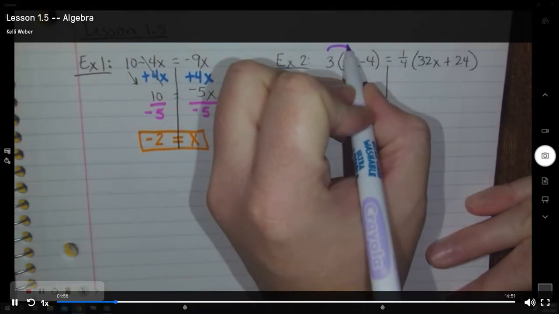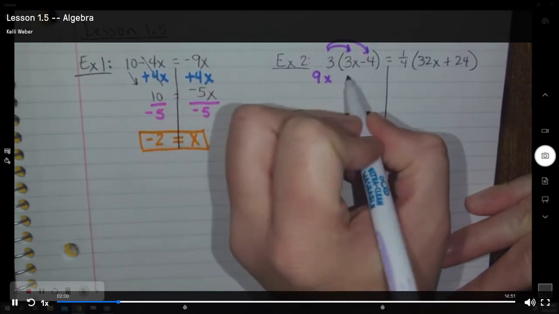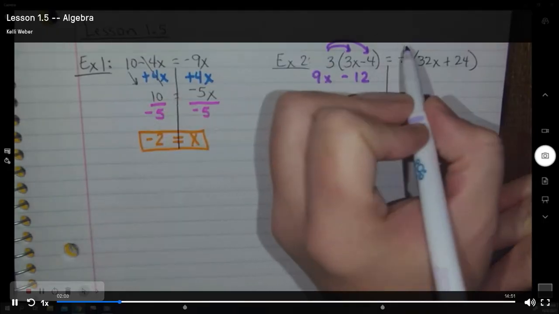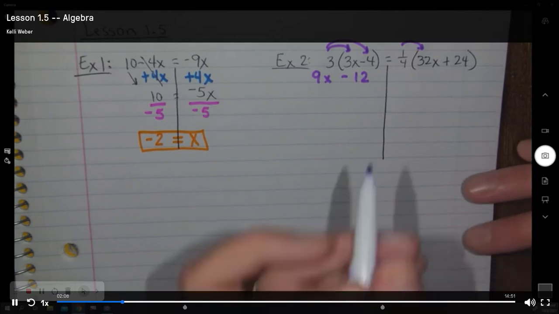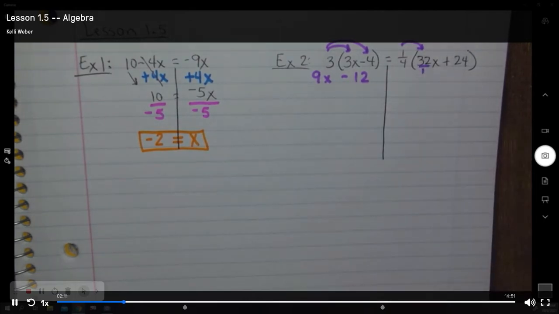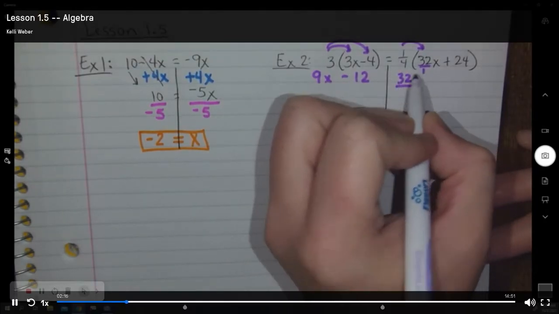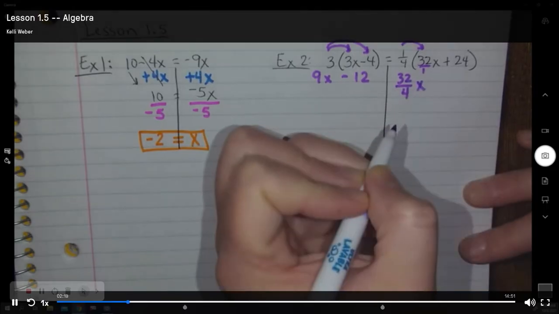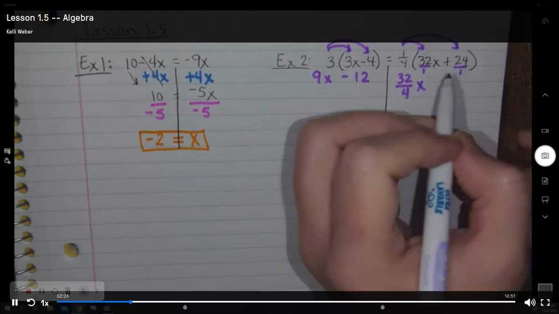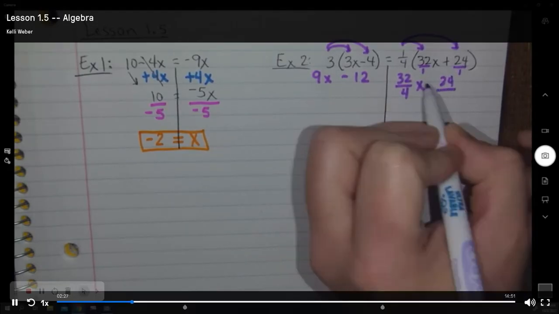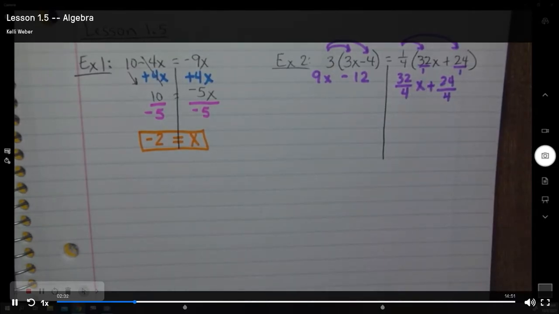So on the left side, we've got 3 times 3x, which is 9x. And we have 3 times negative 4, which is negative 12. On the right side, we have 1/4 times 32x. And remember, this is kind of like 32 over 1. So we go across the top. 1 times 32 is 32. 4 times 1 is 4. And we keep the x. And then we do 1/4 times 24. So again, same idea. 1 times 24 is 24. 1 times 4 is 4. And that was a positive, so we're going to put a plus between them.